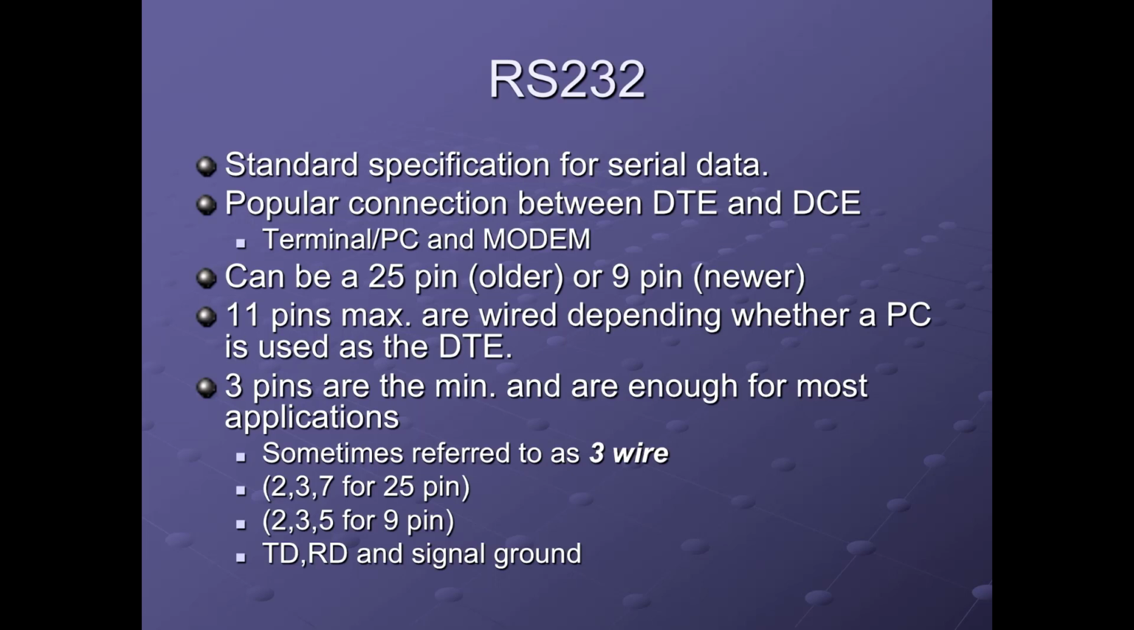And that is transmit data, receive data, and signal ground. So you need a path for data to move one direction, a path for data to come back the other direction, and then a common ground for those signals, so what's called signal ground. Now back in the old days for 25 pin, that was the pins 2, 3, and 7. For 9 pin, that's 2, 3, and 5. So like I said, I wouldn't think you'd be looking at this at all these days. But 2, 3, and 5 for a 9-pin connection is a very popular 3-wire RS-232 connection.